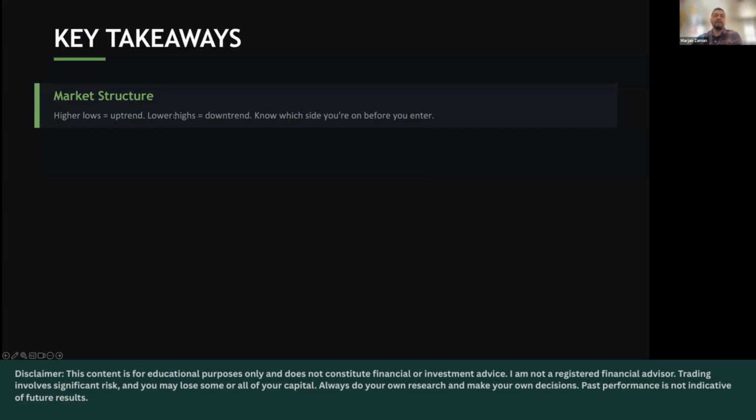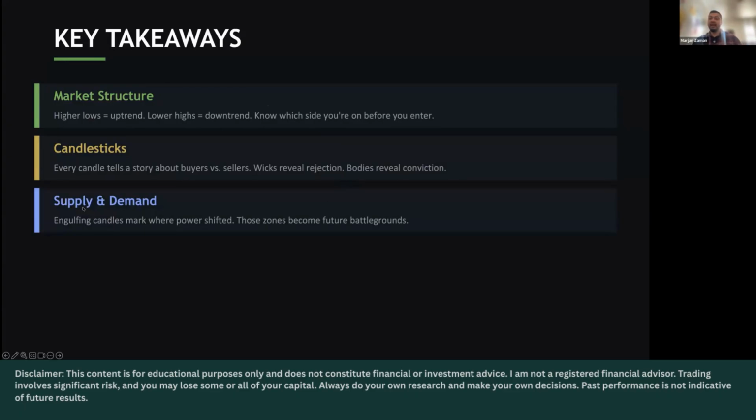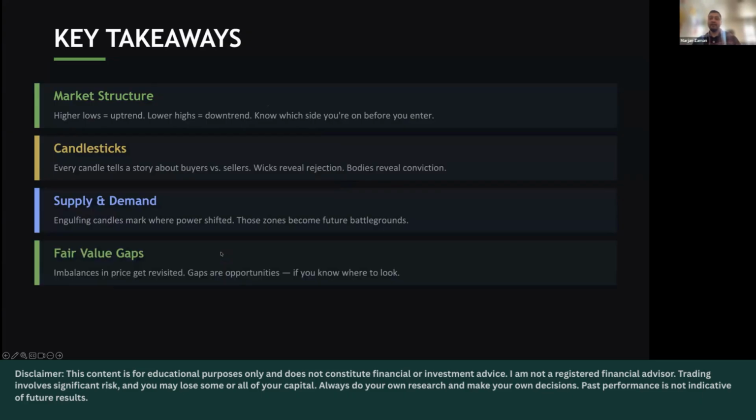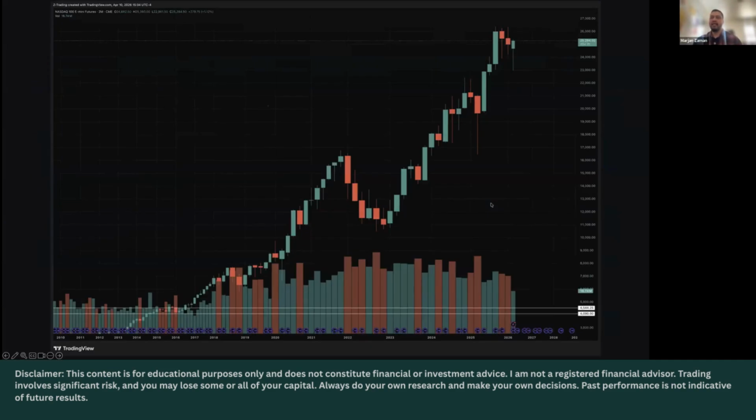So we learned about market structure: higher highs, higher lows, and lower highs and lower lows for a downtrend. Candlesticks to understand where the buyers and sellers are coming in and where the wicks were showing where the market is responding to certain levels. Supply and demand candles, fair value gap candles, and confluence, just putting these all together so that you have more statistical probability in your trade. Now, what is going on with the market in the long run?